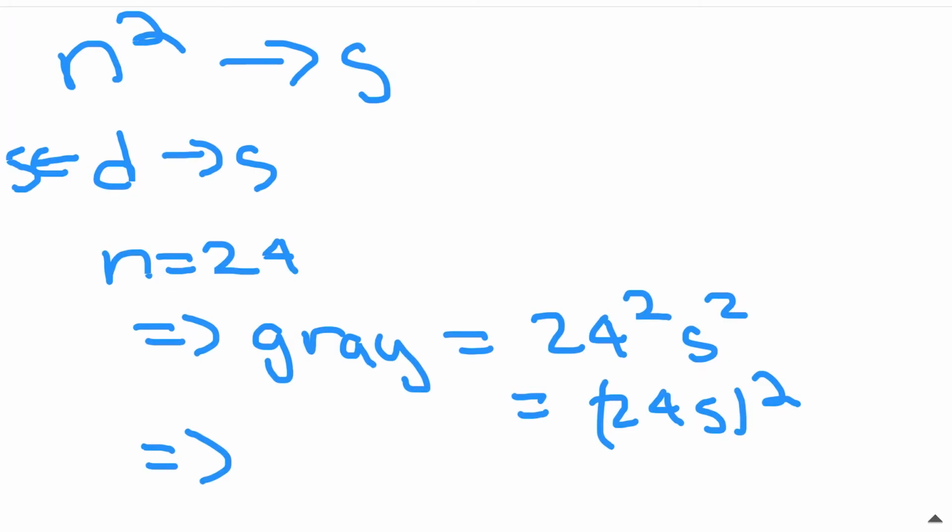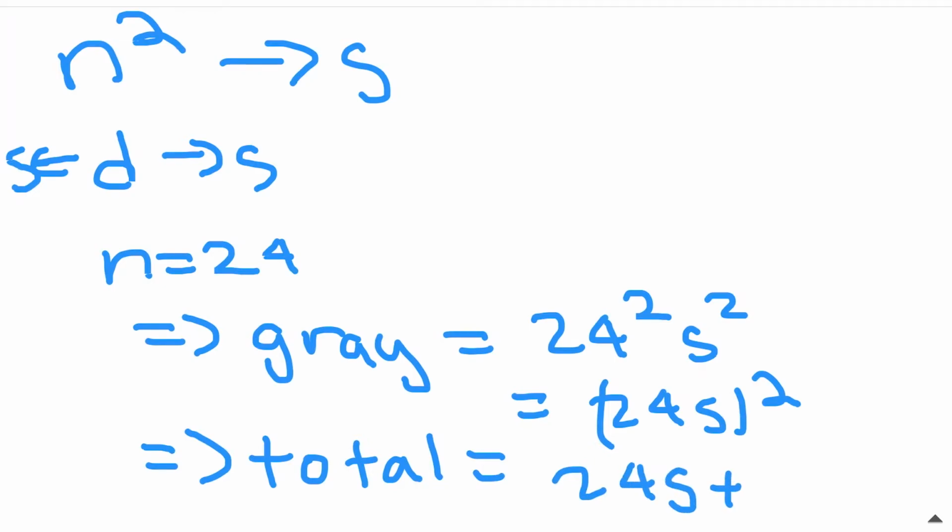We also know that the total side length of the large white square is equal to 24s plus 25d, because there are 23 distances between each of the squares, plus the 2 distances on the side, so there are 25 d distances between each of the squares and all of the borders.